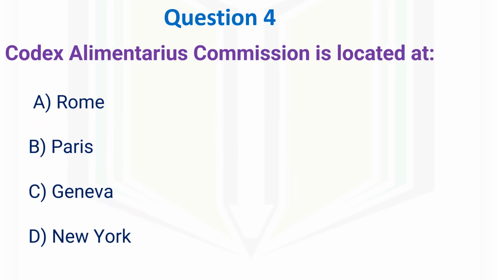Question number 4. Codex Alimentarius Commission is located at, options are Rome, Paris, Geneva and New York. Correct option is option A, Rome, and Rome is present in Italy. Now Codex Alimentarius Commission is jointly formed by the Food and Agriculture Organization and World Health Organization, and this was established in May 1963.